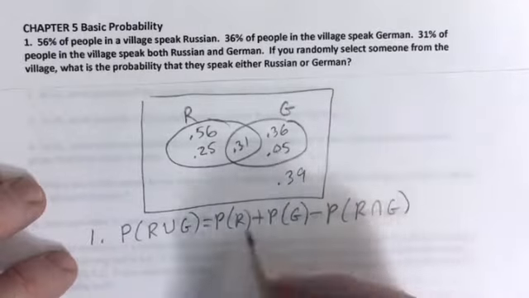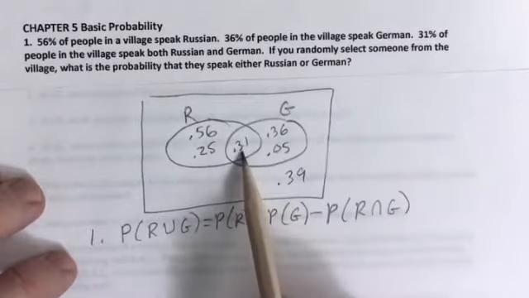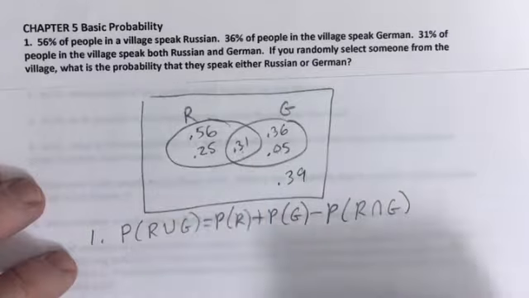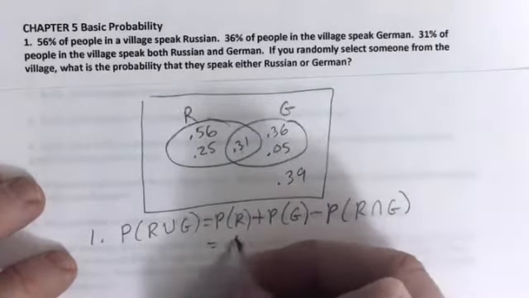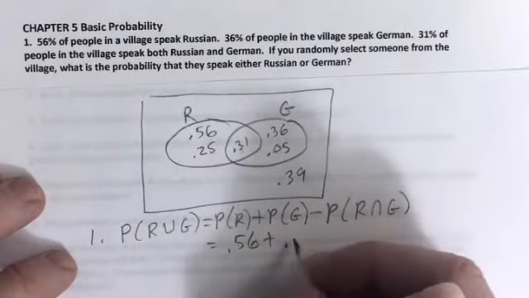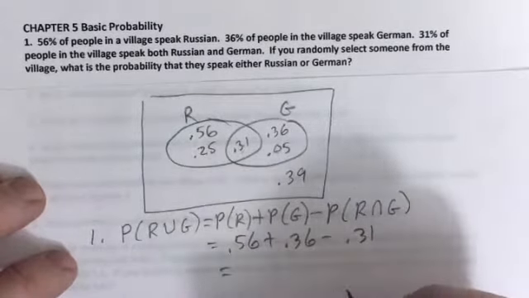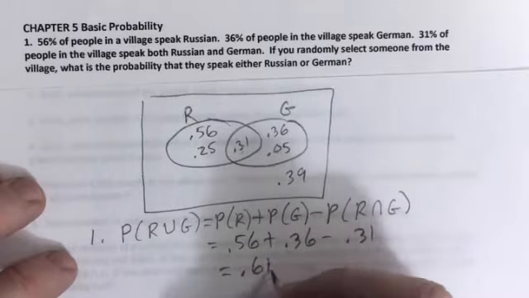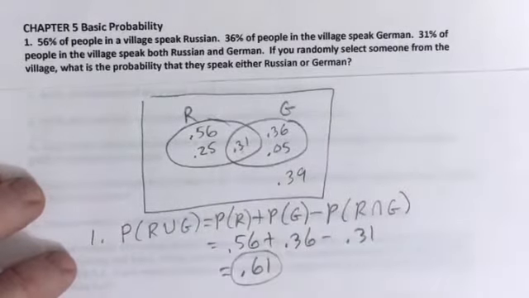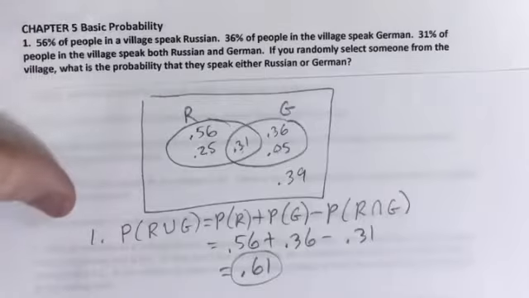Because by adding these together, you counted the overlap twice, so you have to subtract it off once. The probability of Russian is 0.56, the probability of German is 0.36, and then minus 0.31, and that is equal to 0.61. So 61% can speak one or the other or both. And that is how you do that.